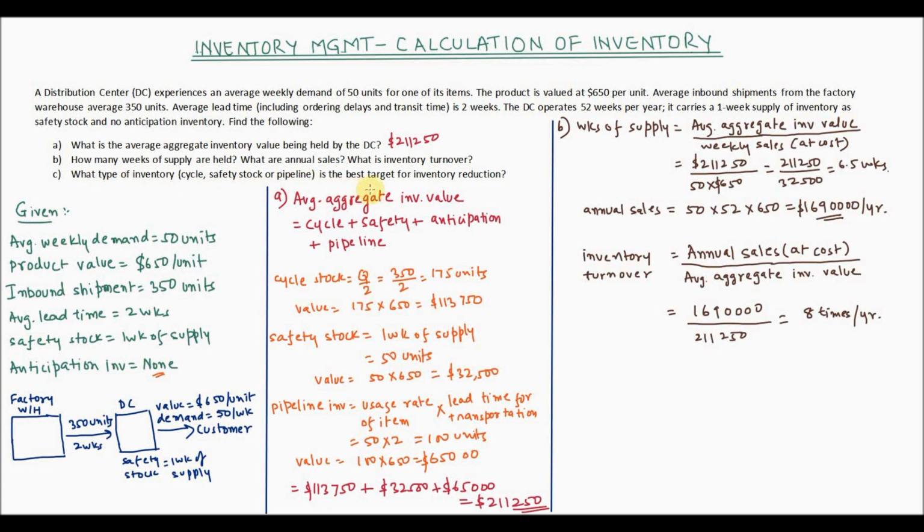So now look at the third part, which is what type of inventory, cycle, safety stock or pipeline, is the best target for inventory reduction. Based on what we have seen, it seems like the cycle inventory, which is valued at $113,750, is the largest component of the average aggregate inventory value, and thus this is the best option for inventory reduction.